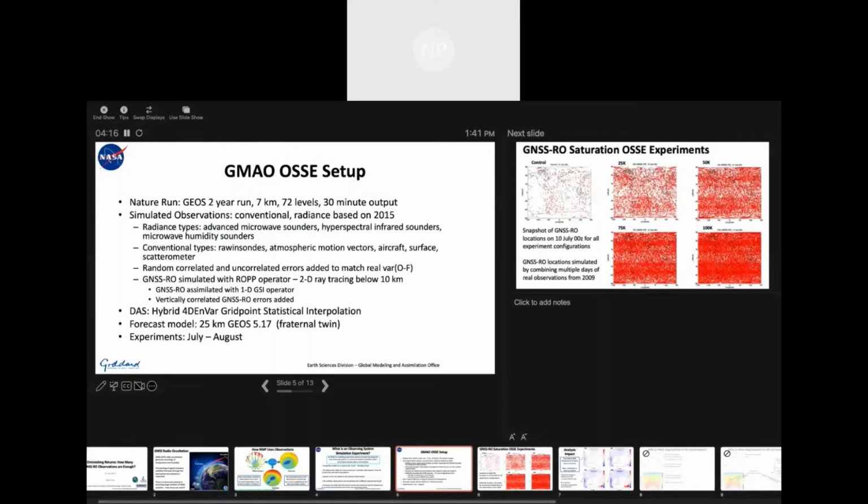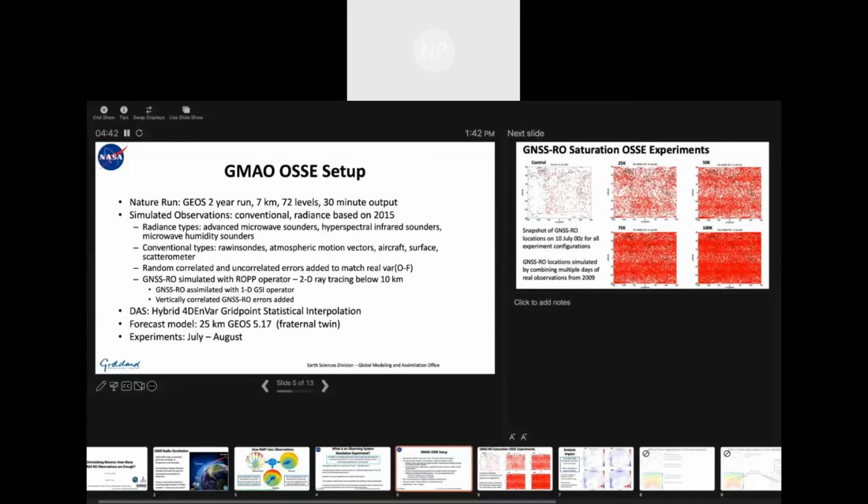We have simulated observations for microwave sounders, for hyperspectral infrared sounders, for microwave humidity sounders. We do all the conventional types: radiosondes, aircraft, AMVs, surface data. We add errors that are both totally random, uncorrelated, and random correlated errors in order to try to match the error statistics that we see with the real data.